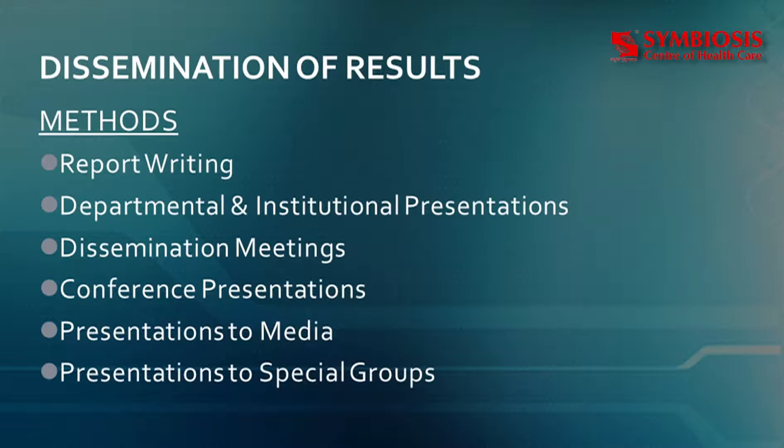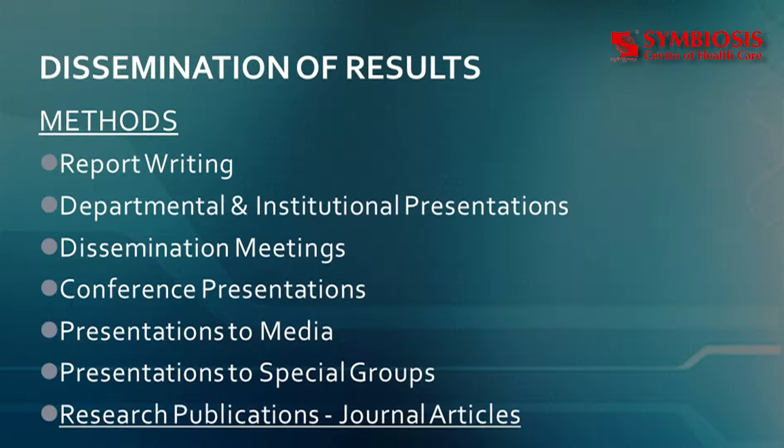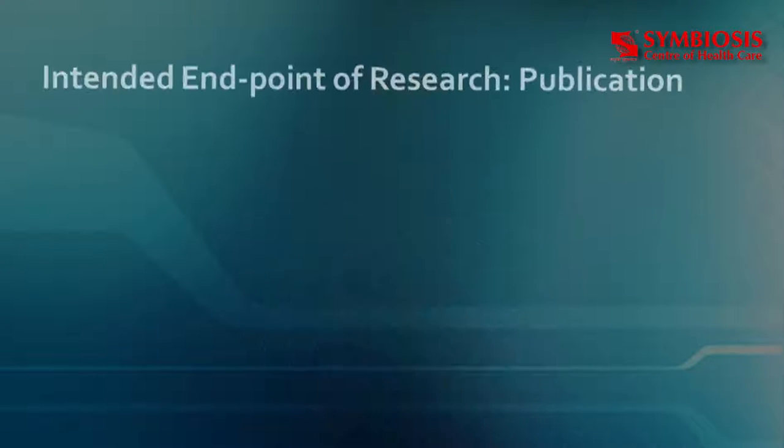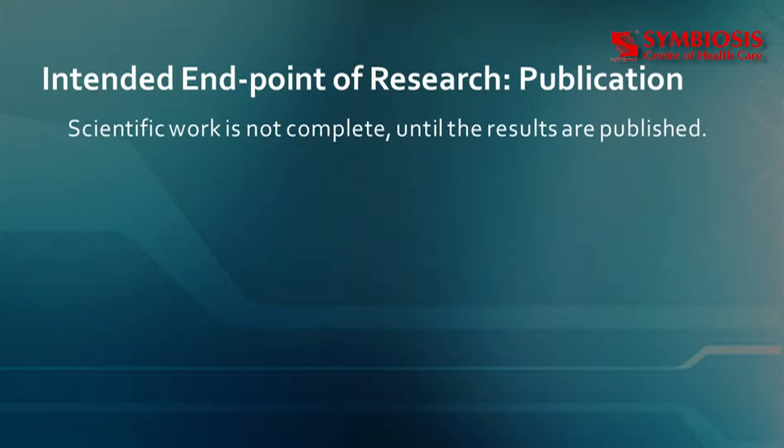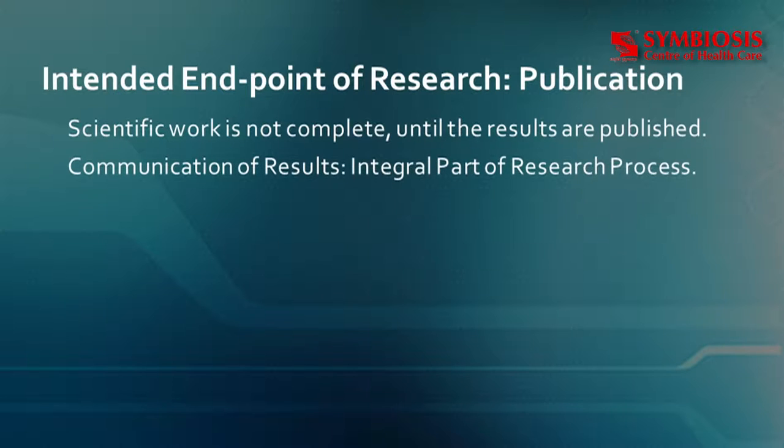However, the most important thing that remains as a part of the dissemination of results is a research publication, and that too in peer reviewed journal articles. So, that is critical. So, let us focus in today's talk on research publications in peer reviewed journals. Let us first understand what is the intended end point of any research publication. One must understand that scientific work is not complete until the results are published, because that is the end point that we always look for, and therefore, communication of results remains an integral part of a research process.